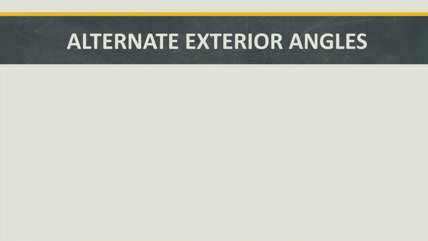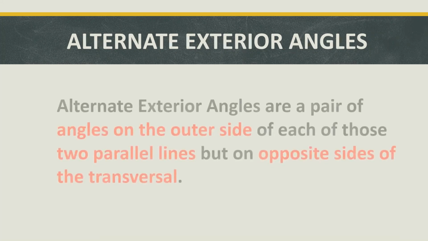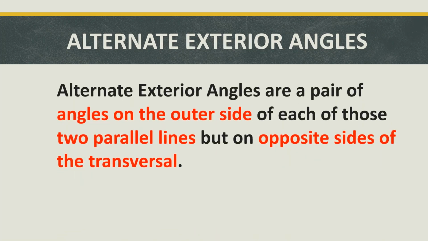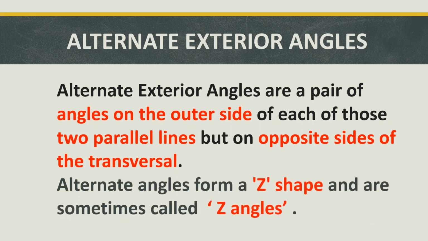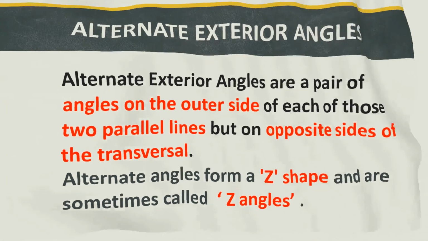Now let's learn about alternate exterior angles. Alternate exterior angles are a pair of angles on the outer side of each of those two parallel lines, but on the opposite sides of the transversal. Alternate angles form a Z shape and are sometimes also called Z angles.